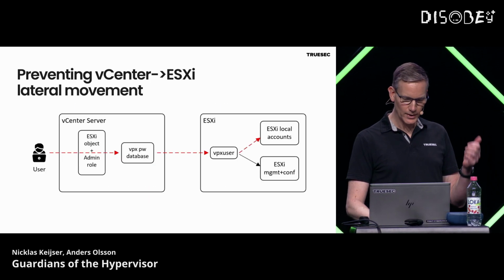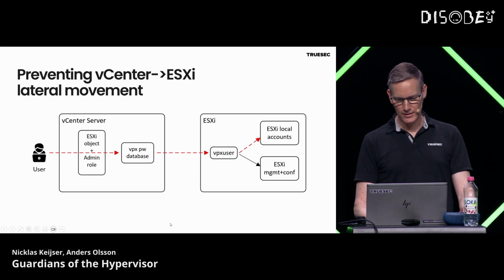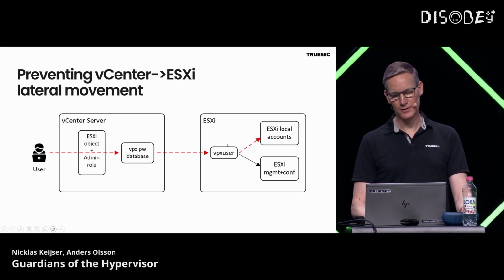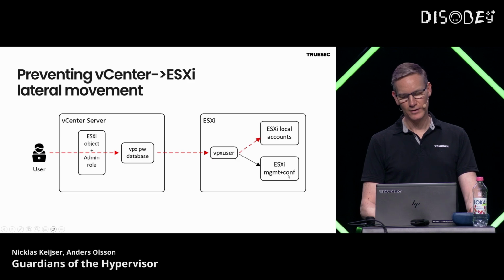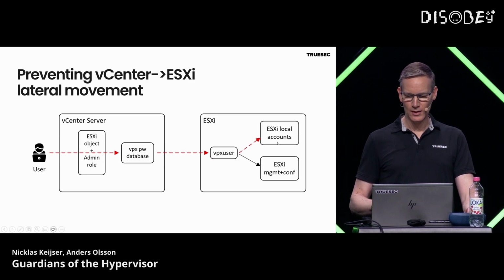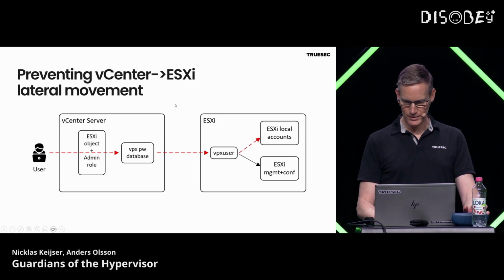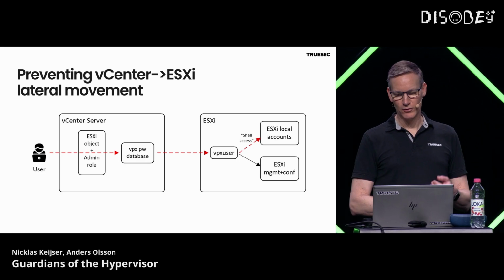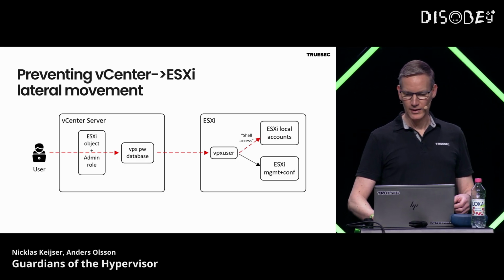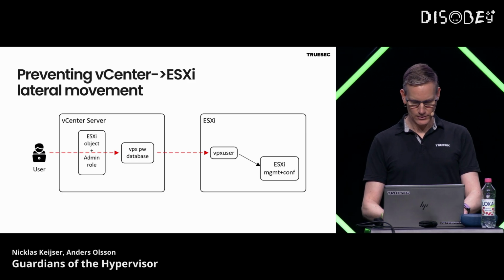So the way it works is VPX user is the kind of service account that vCenter uses in each ESXi host to do stuff, like the regular management configuration, but also to manipulate local accounts. And apparently, if you remove this shell access, it also means you remove the ability to manipulate local accounts.